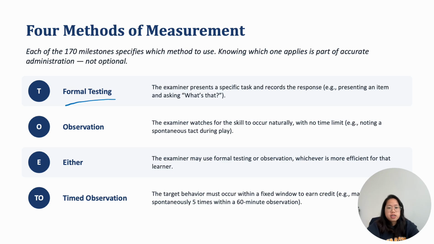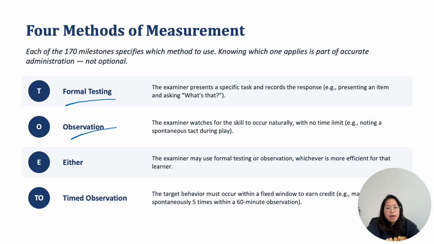The first one is formal testing, coded T. It means you present a specific task and record what happens, like show an item, ask what's that, and write down the answer. Observation, coded O, means you just watch for the skills to show up naturally with no time limit, and you notice a spontaneous skill during play, and that's your data.